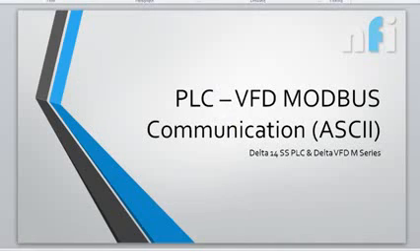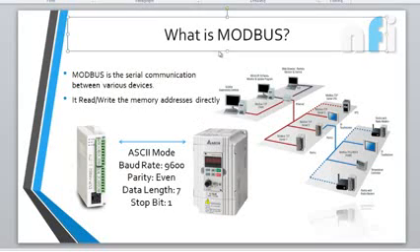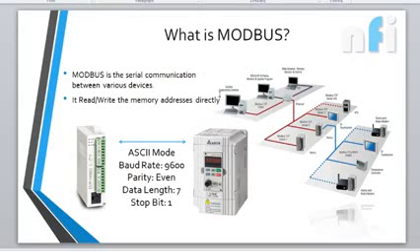Okay, so let's start with what is Modbus. Modbus is a serial communication between various devices. In the electronic automation world, you may find various types of devices by different manufacturers, like different PLCs, drives, servos, and HMIs. If you see the internal structure of these electronic components, we have memories, ICs, and different registers inside the IC. So Modbus is directly accessing the memories of different devices.